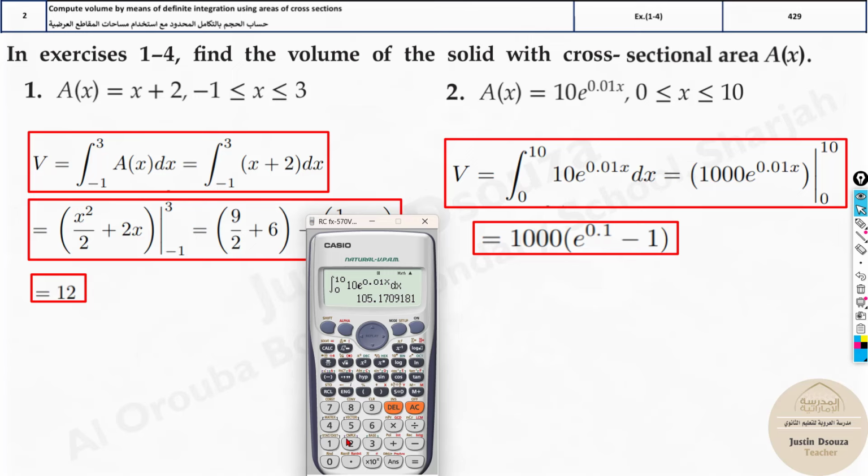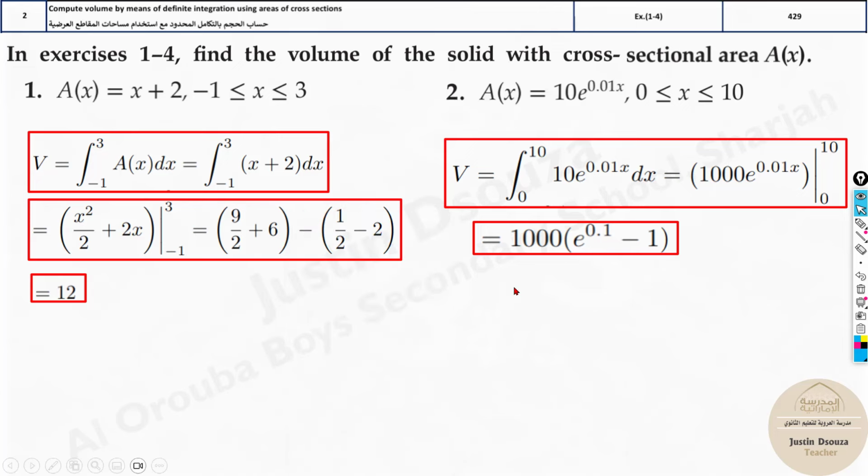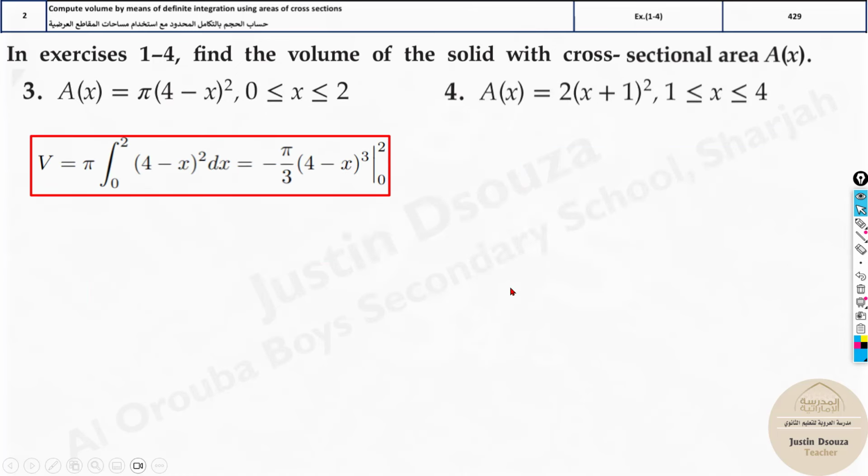That is 105. Let's see it. 1000 multiplied. So use the brackets over here. Shift LAN gives you e to the power 0.1 minus 1. Close the bracket. The answer is 105.17. It's the same answer. Similarly, please solve the others.